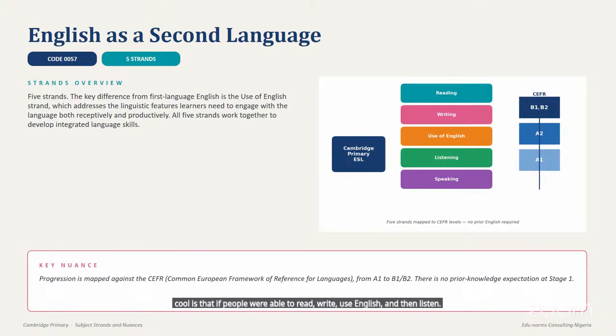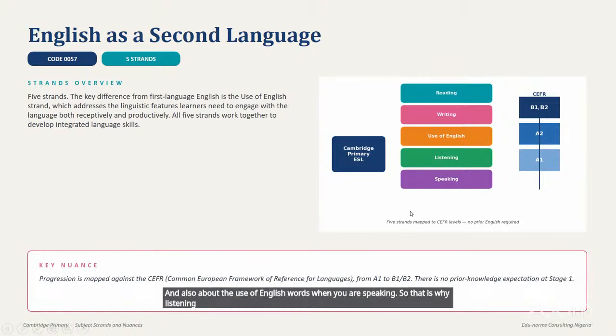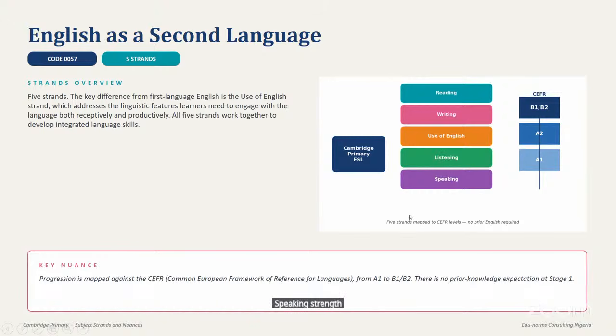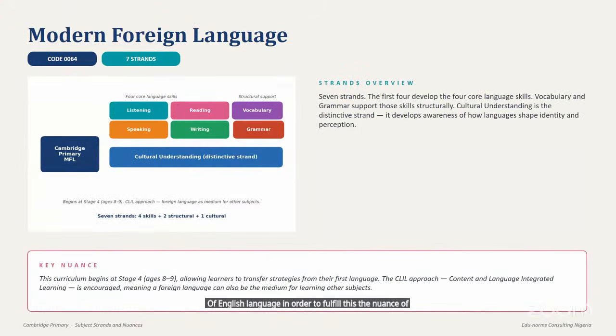So right from year 1 to year 11, the content of English as a second language helps a child to practice the art of listening, so that you become like me. I will hear the English language, I can decode it, though I need a subtitle before I can get it. And also appropriate use of English words when you are speaking. So that is why listening and speaking strands are included as part of the strands of English language, in order to fulfill the nuance of English as a second language.